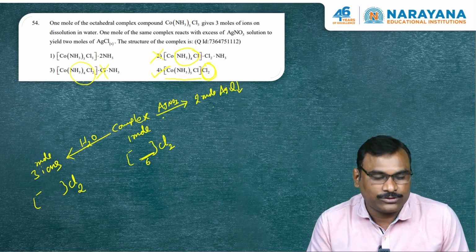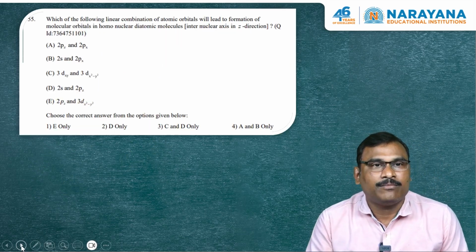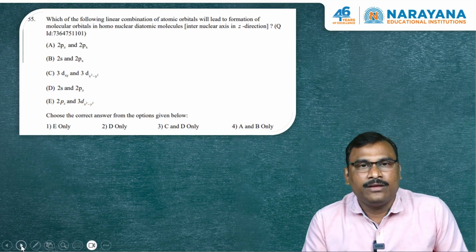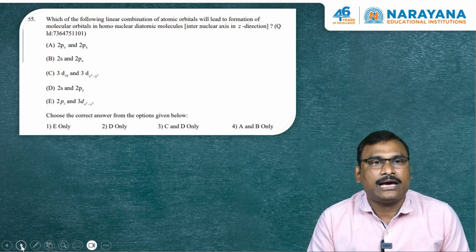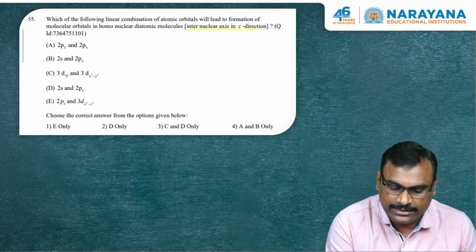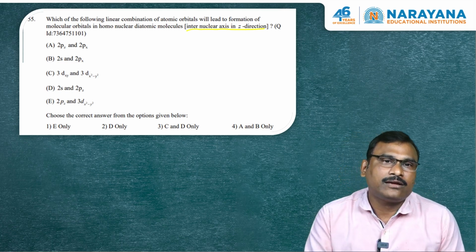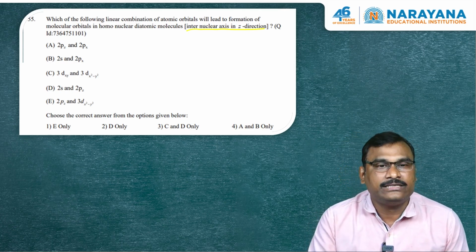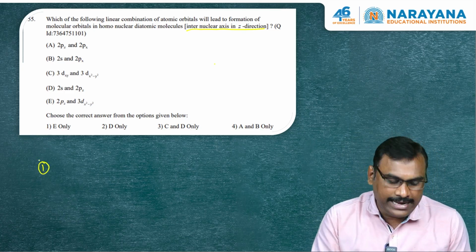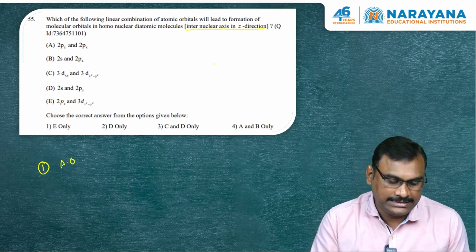Now go for the next question, students. Yes, the next question is on molecular orbital theory. Which of the following linear combinations of atomic orbitals will lead to formation of molecular orbital in a homonuclear diatomic molecule? Here the internuclear axis is the z direction. You know everybody, students, for the linear combination of atomic orbitals, there are some conditions. What is the first one? The combining atomic orbitals should have the same or nearly the same energy.